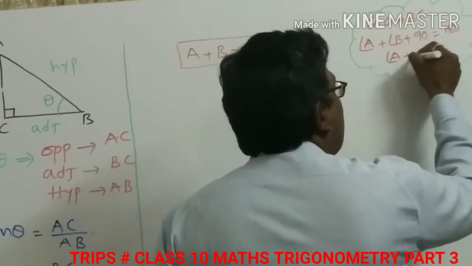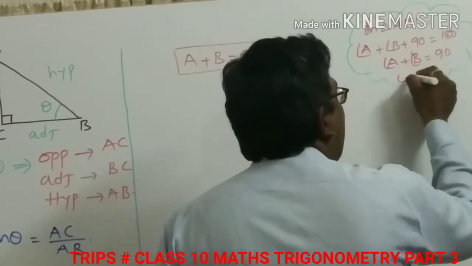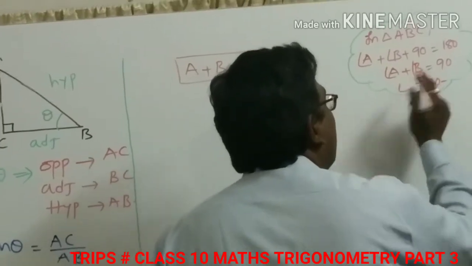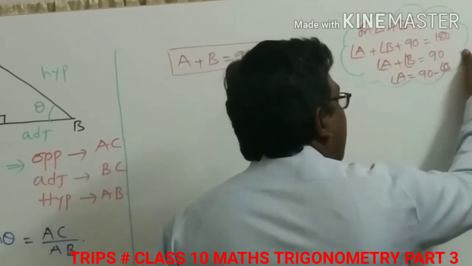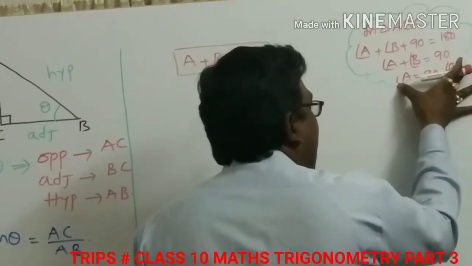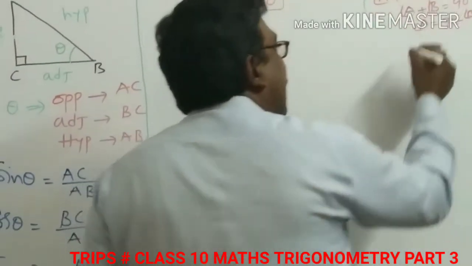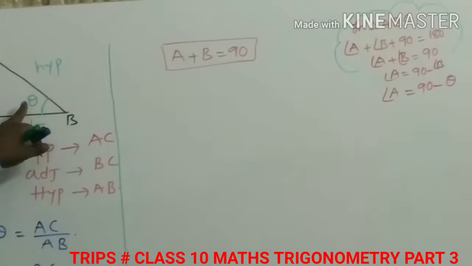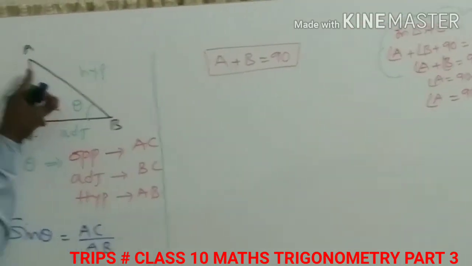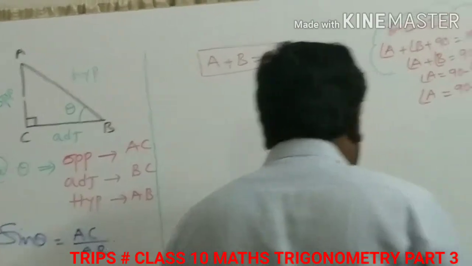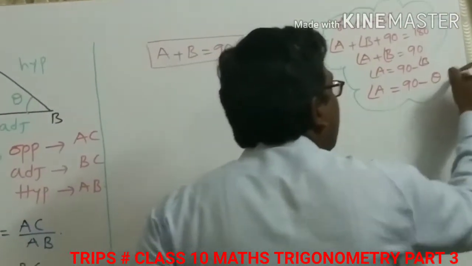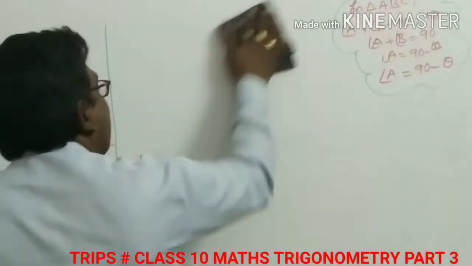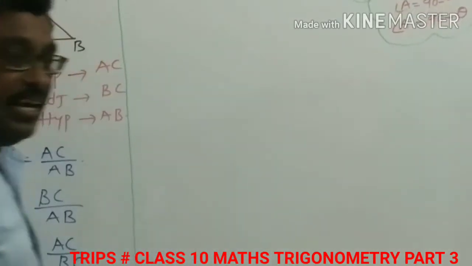So angle A plus B is equal to 90, whereas A is equal to 90 minus B. That means angle A is equal to 90 minus theta, because I consider B as theta. So angle A is equal to 90 minus theta. Now I am applying the trigonometric ratios for angle A.